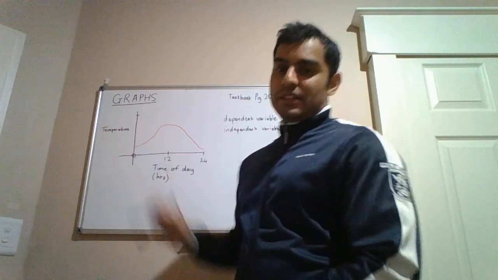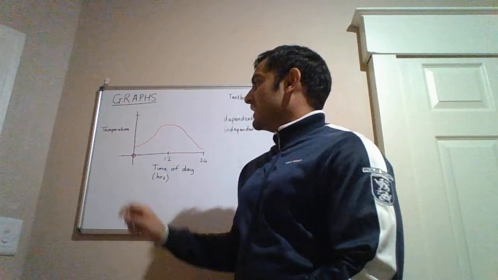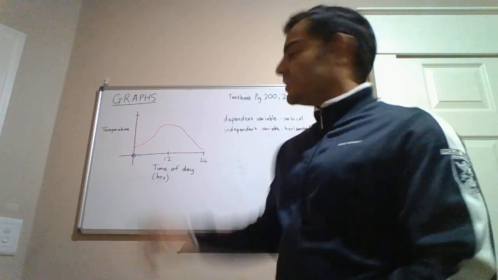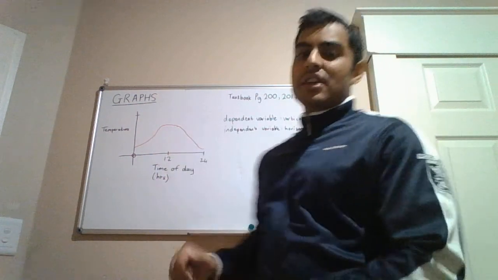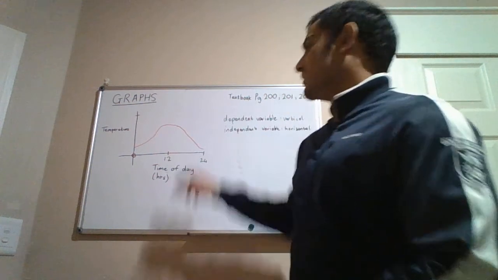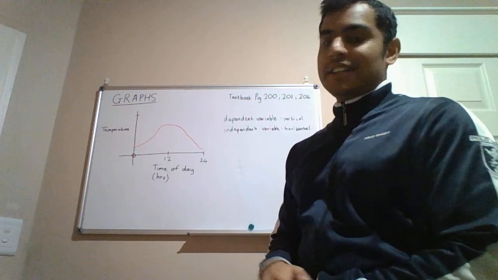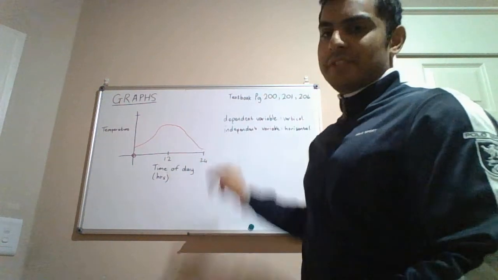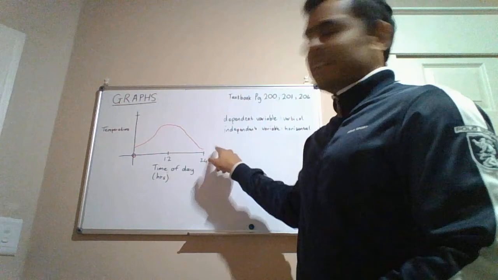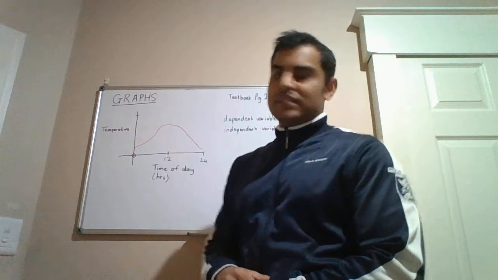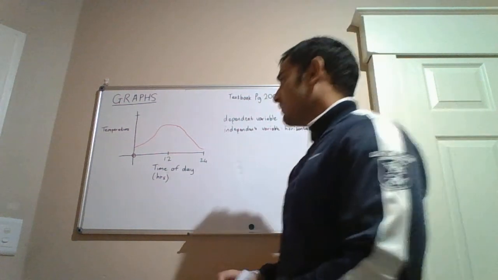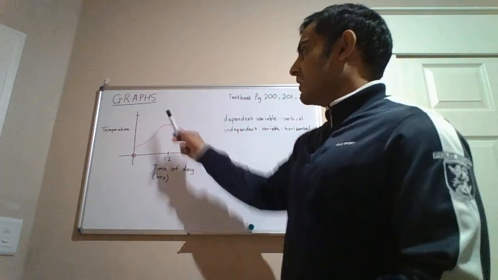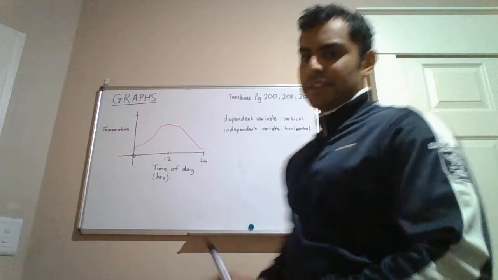So we can see if we start at 0, that's midnight, we have quite a low temperature, and then as the day progresses towards noon, the afternoon, we get the highest temperatures. So the highest temperature here is at 12 noon, and then the temperature tapers off as we get to the evening, as things cool down, and it gets low again at midnight, 24 hours. So points that we are usually interested in when looking at graphs are the highest point and the lowest point.